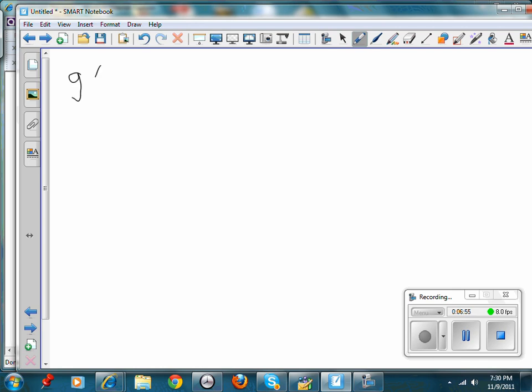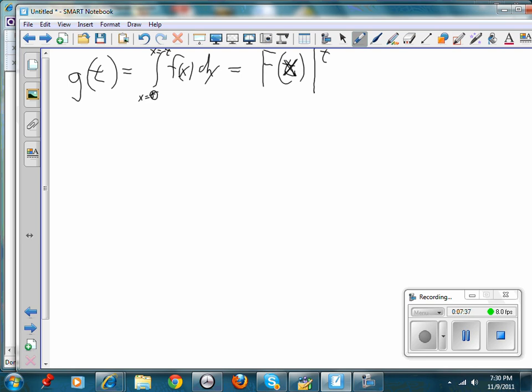I could say, well, g of t is equal to the integral from 0 to t of f of x dx, okay? These are my endpoints. This is x equal to 0, x equal to t. I'm going to write this and give you a little vocabulary and then go back and tell you what it is. I'm going to say that's equal to the big cap F, the antiderivative of f, evaluated at t and 0.